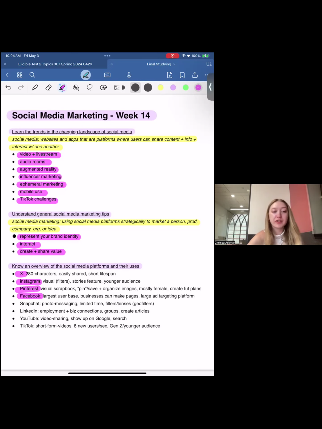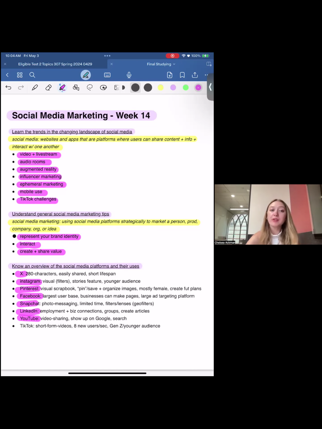Facebook is the largest user base. Businesses can make pages, and it's a large ad targeting platform. Snapchat is photo messaging for a limited time, and there's filters, lenses, and geofilters. LinkedIn is about employment and business connections. There can be groups and you can create articles.